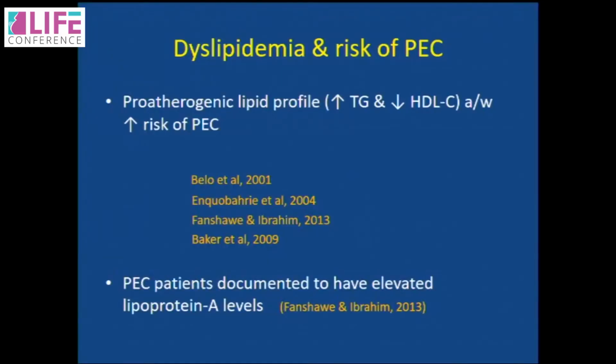So what about the risk of preeclampsia with dyslipidemia? A number of papers show that patients with elevated triglyceride levels and reduction in HDL cholesterol levels, four papers independently, showed that there was an increased risk of preeclampsia in these women. And the authors of the 2013 paper showed that the preeclamptic patients also, at the time of labor and delivery, had significantly elevated lipoprotein A levels. And lipoprotein A is actually one of the key drivers of elevated triglyceride levels in pregnancy. So these associations are fairly well validated now.